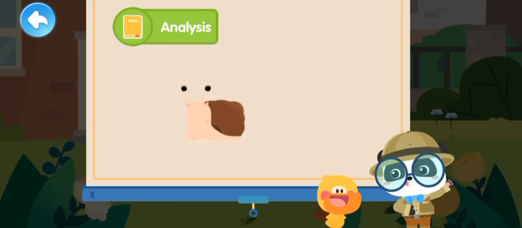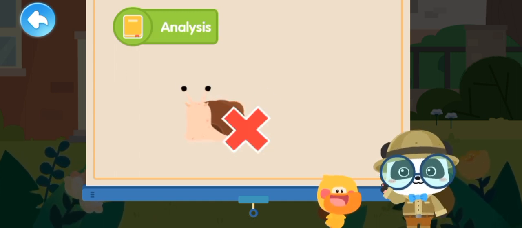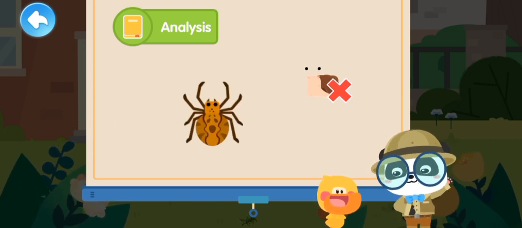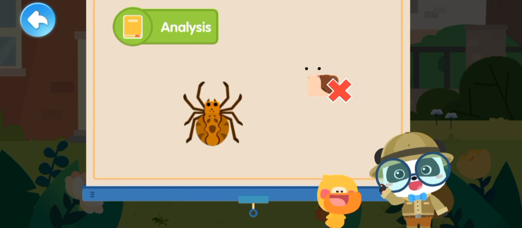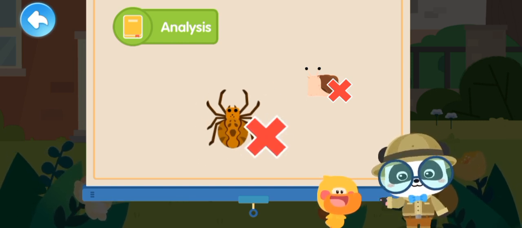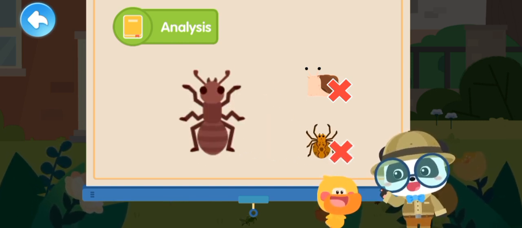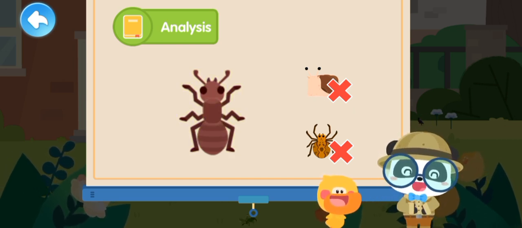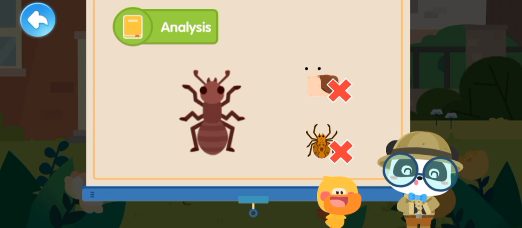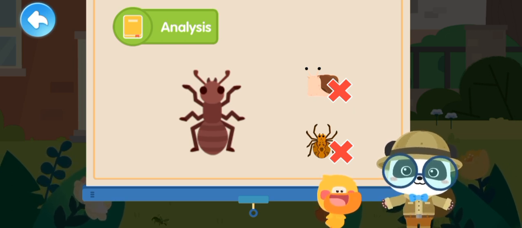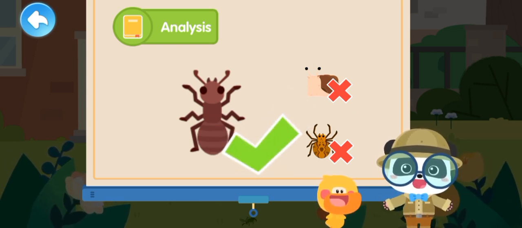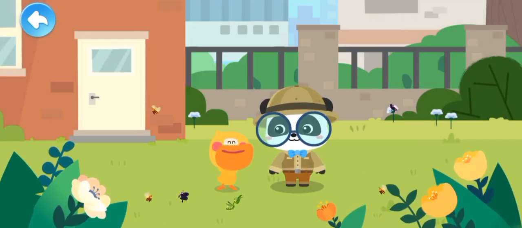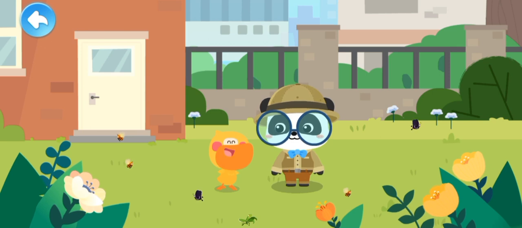As a snail doesn't have 6 legs, it's not an insect. A spider has 8 legs and no antenna. It's not an insect either. An ant has 2 antennae, 6 legs. Its body is divided into 3 parts: head, thorax, and abdomen. An ant is an insect. Some tiny animals are insects, and some are not.